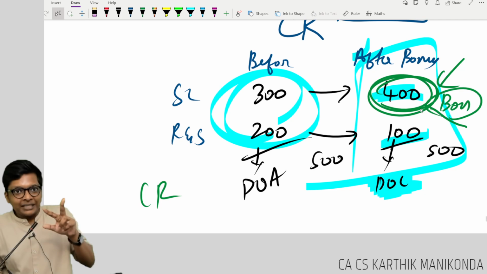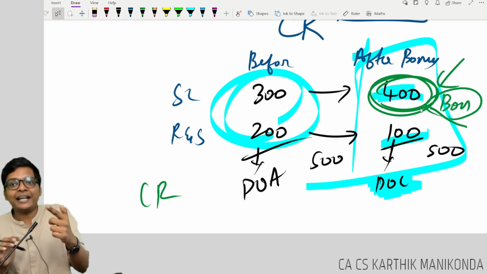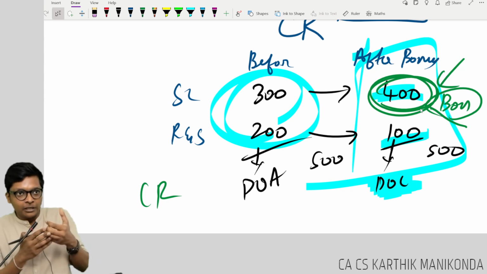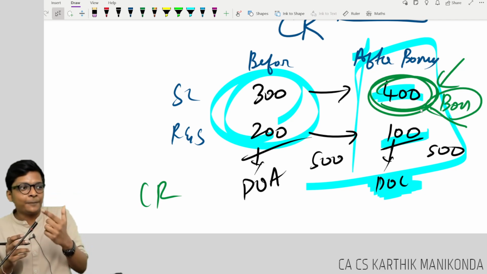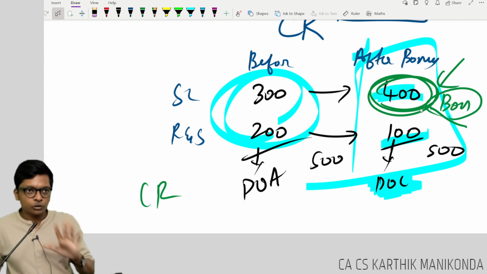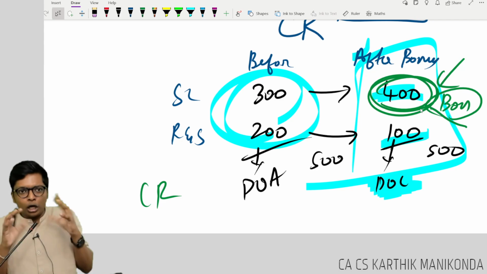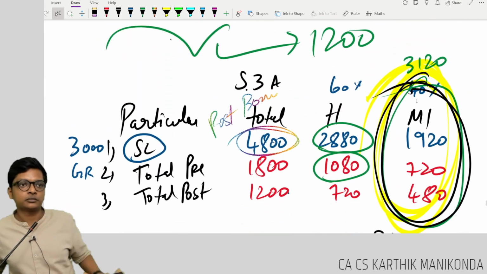I told you that time goodwill or capital reserve will change because there is a change in shareholding. Do you remember, guys, that sum? Before bonus we got a goodwill of 480. Afterwards we got a capital reserve of some number. You remember that same thing. So whether it's before or after, conceptually it's different, but step 3A will not change.